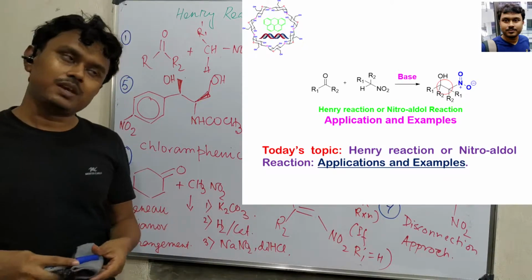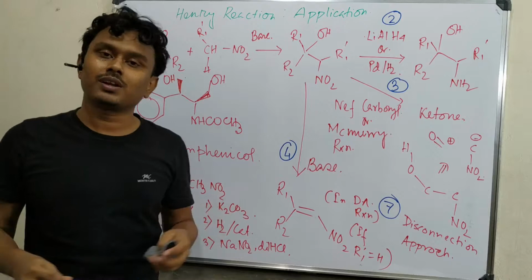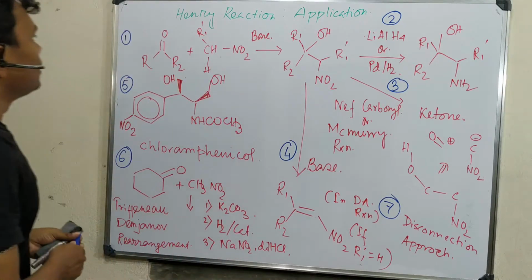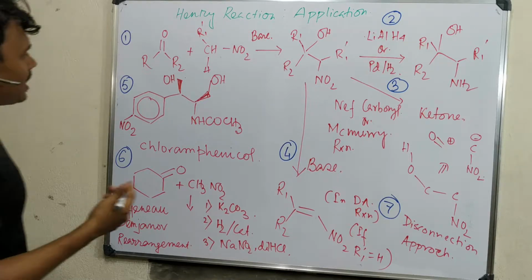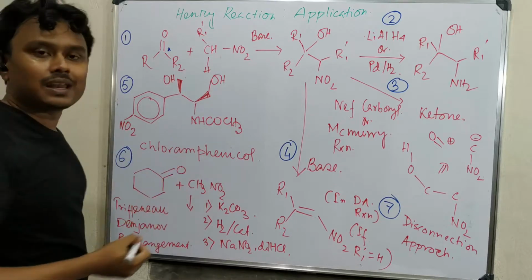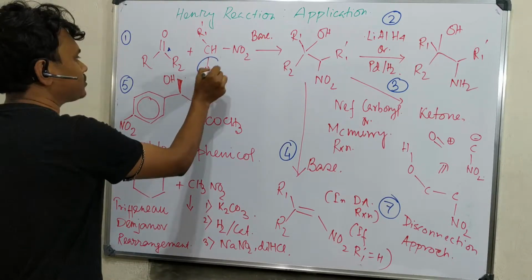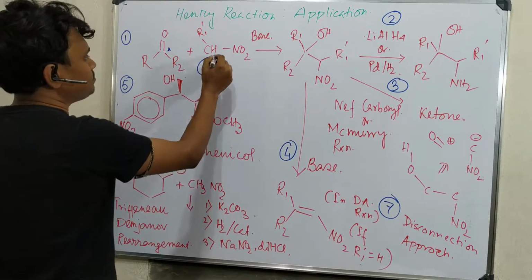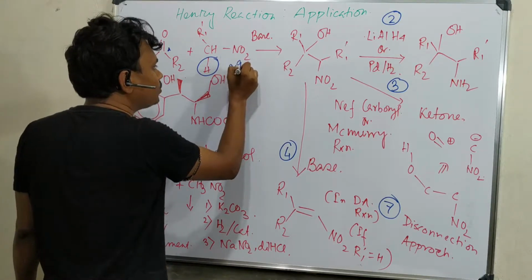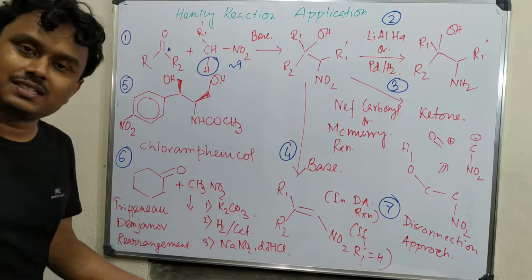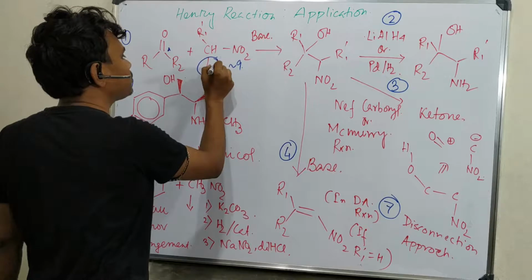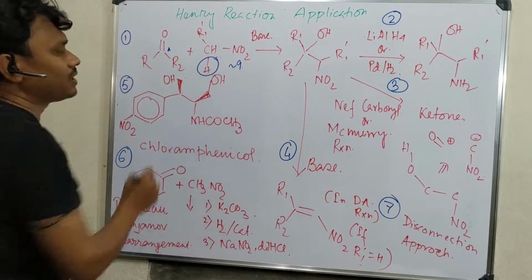Today I shall mainly discuss a few examples where you can understand the utilization of this Henry reaction. As I told in the earlier video, the Henry reaction is the reaction of a carbonyl and a nitroalkane, and this should have a hydrogen. This is sufficiently acidic, with a pKa around 9, like an active methylene group. It is very acidic, and in the presence of base, this proton is abstracted and this nitro-aldol reaction happens.